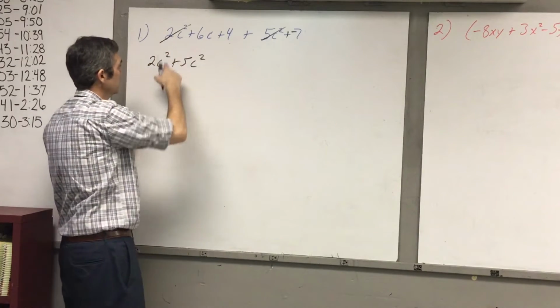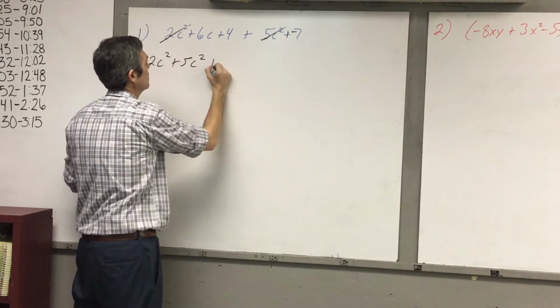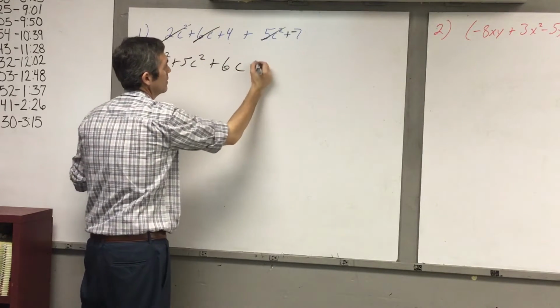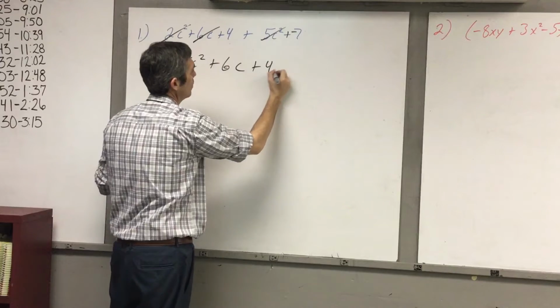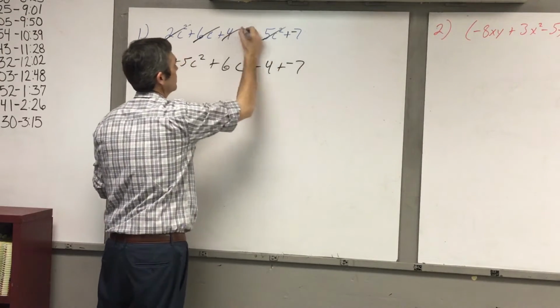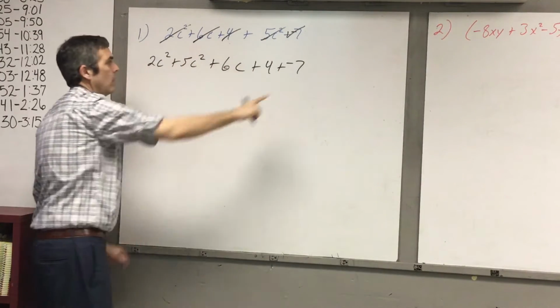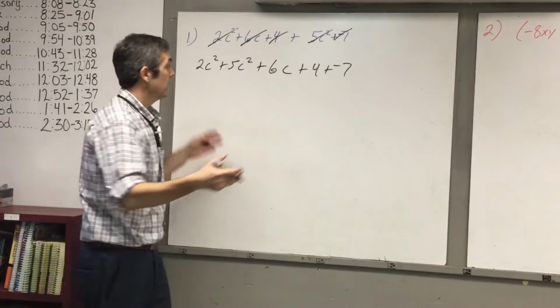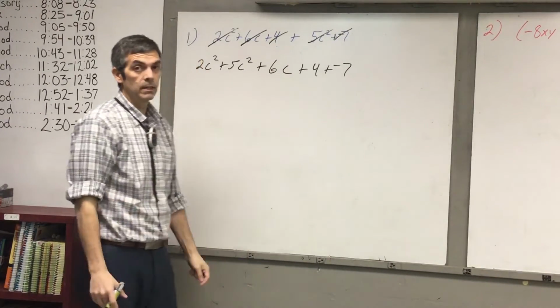So 2c² plus 5c² plus 6c plus 4 plus negative 7. Now I'm in order. I'm in standard form for a polynomial. Now all I'm doing is combining my like terms.